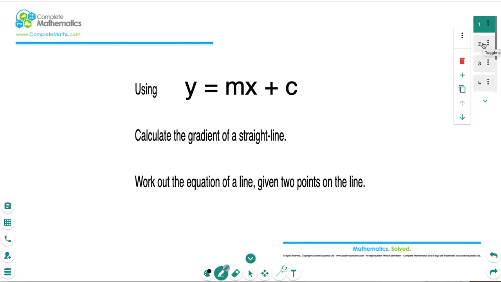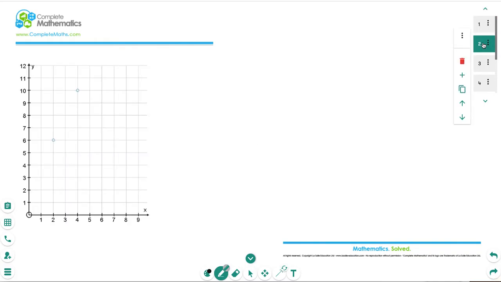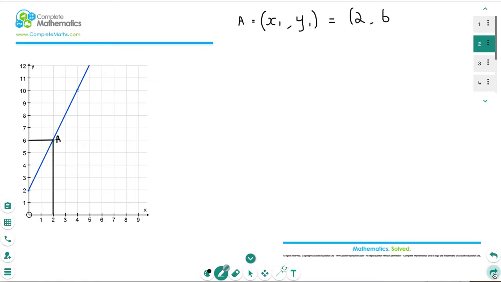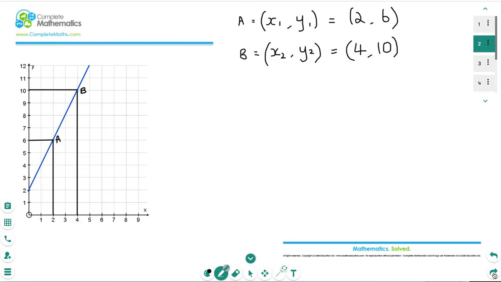So let's start with an example. Here we have an xy coordinate plane. 2 points are marked. 2 points can be joined with a straight line. The first point I'm going to label A. A is going to be represented by the coordinate pair x1, y1. 2, 6 gives the point. The second point, B, is going to be represented by the second coordinate pair, x2 and y2. This has the value 4, 10.